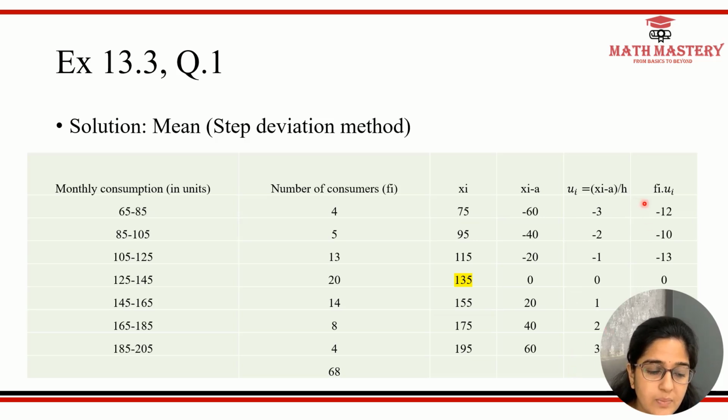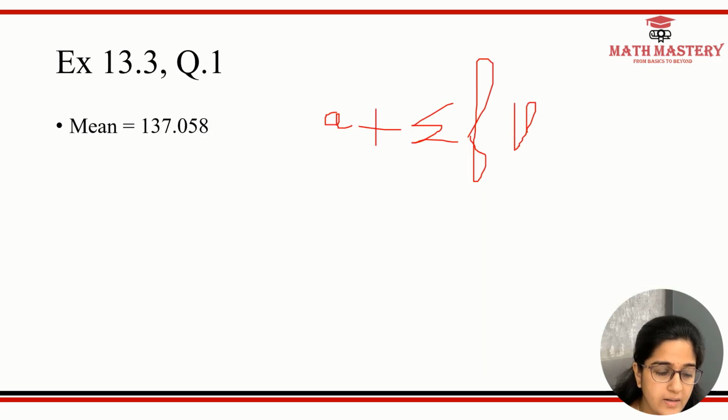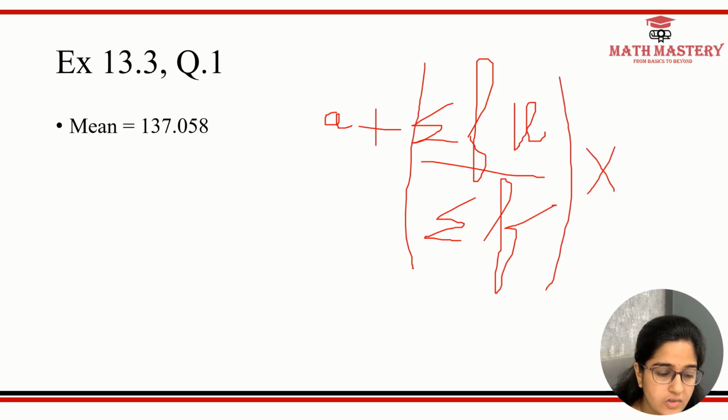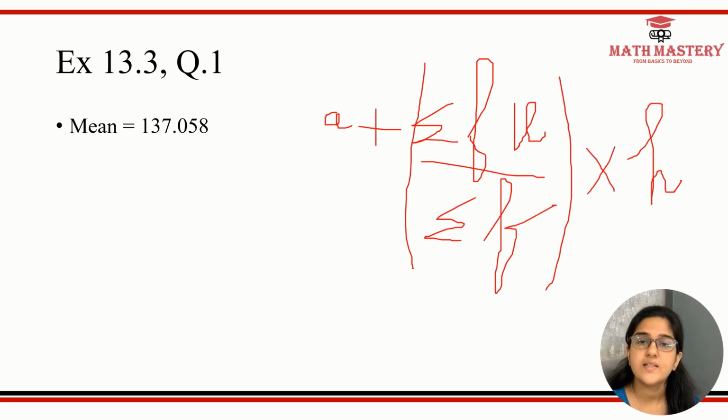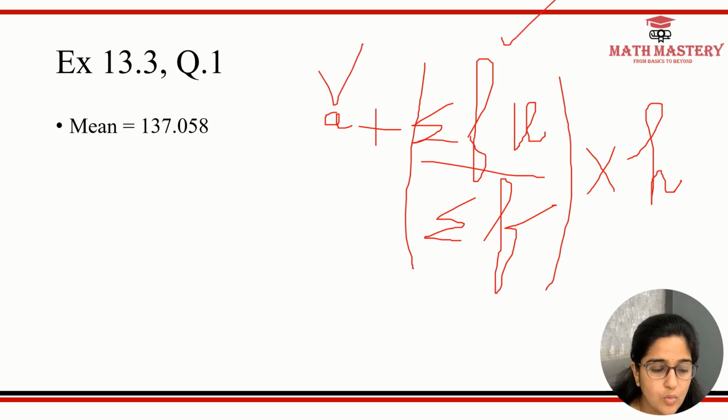And then we have multiplied fi, which is the number of consumers, with ui, as we do in the step deviation method. The formula to calculate mean in step deviation method is a plus summation fi ui divided by summation fi, multiplied by h, which is the class size. When we substitute the values of assumed mean, summation fi ui, summation fi and h, we get the mean value equal to 137.058. I hope this is clear.